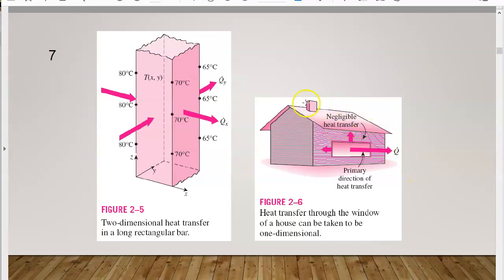Here, why is heat being transferred from inside to outside? Because this is a chimney. A chimney means this is a house for a four-season country. They burn something inside, and outside is very cold, so heat is being transferred from hot to cold.